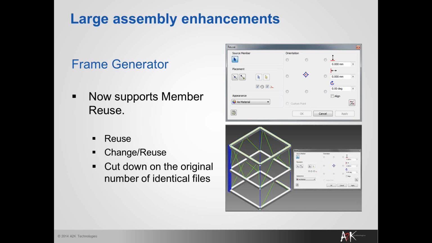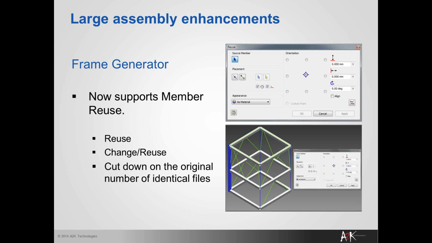Frame generator now supports member reuse, and this is quite a breakthrough for those of you that do large-scale structural assemblies. What the member reuse allows us to do is reuse existing members that we've got, but still allowing those members to be calculated in the bill of materials, but not reusing or incrementing the geometry inside the assembly. So it cuts down on the number of unique parts we've got at the top level assembly.